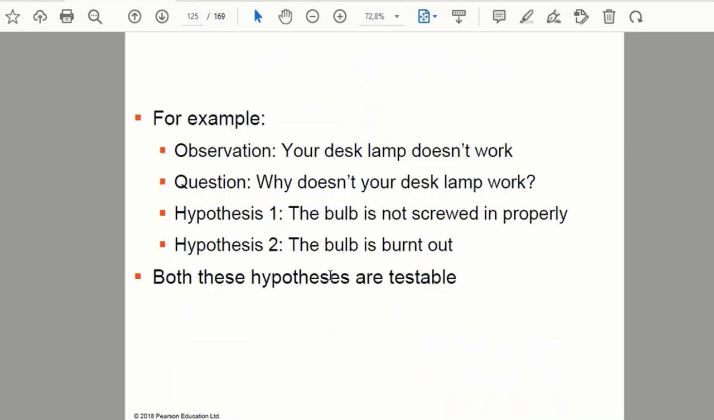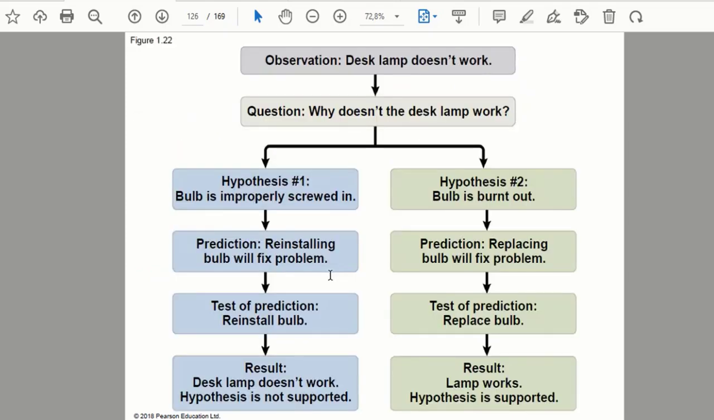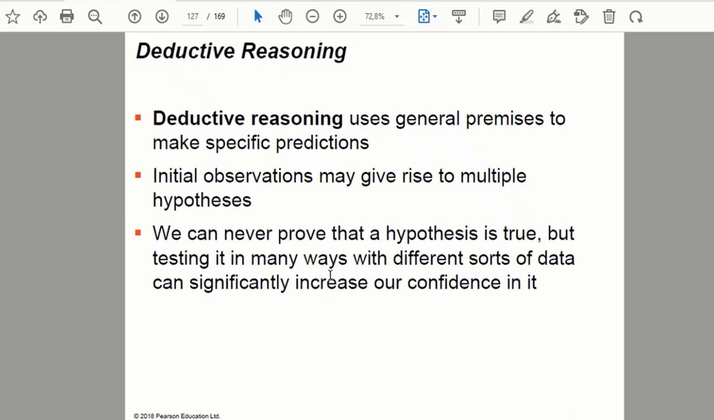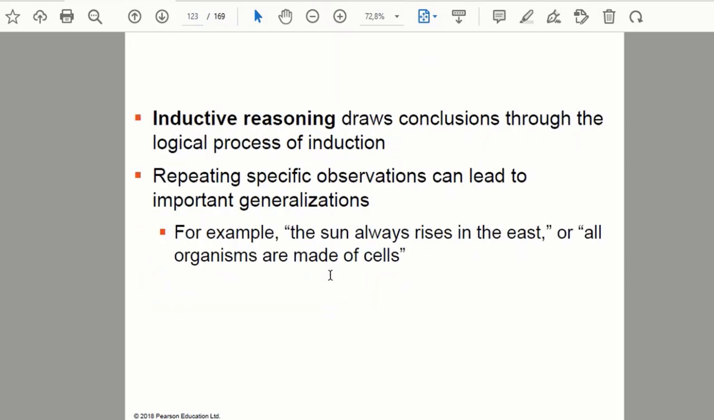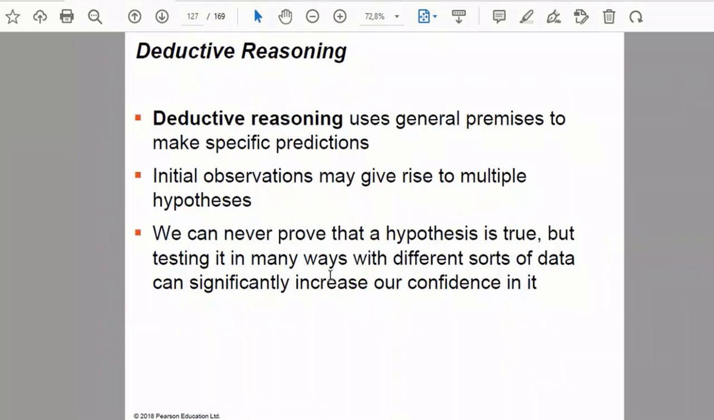But I don't want to dwell much on this. This observation just explains it very well. So that one was inductive reasoning. Deductive reasoning uses general premises to make specific predictions. So the initial observation may give rise to multiple hypotheses, where we can never prove that a hypothesis is true, but testing it in many ways with different sorts of data can significantly increase our confidence in it.